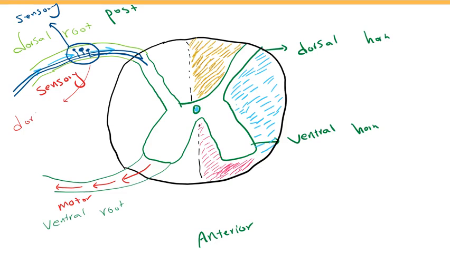Dorsal root ganglion. Okay, and as you can see, these neurons collect the sensory information and then send this information to the dorsal root. So then we have the neuron cell body here, but what kind of neuron are they?